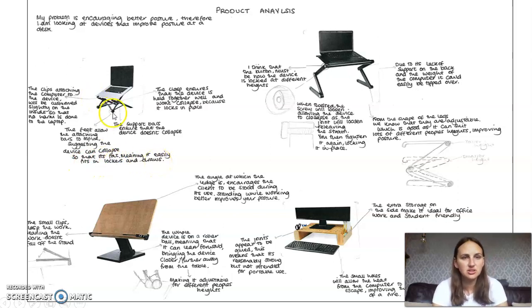If we read a few, it says, the feet allow the attaching bar to move, suggesting the device can collapse so that it's flat, meaning it's easy to fit in lockers and drawers. So she's looked at this and thought, I think that mechanism collapses there, and I think they've done that so it can easily be stored away. Here she's put, the clasp ensures that the device is held together well and won't collapse because it locks it in place. So she's looking at aspects of it and thinking about why they are doing those things.